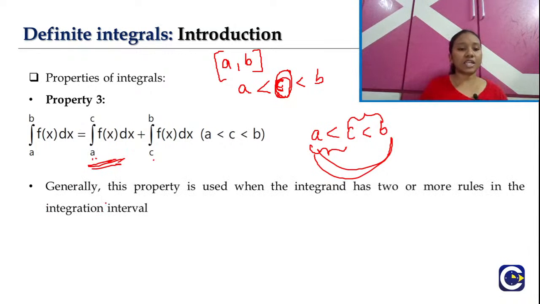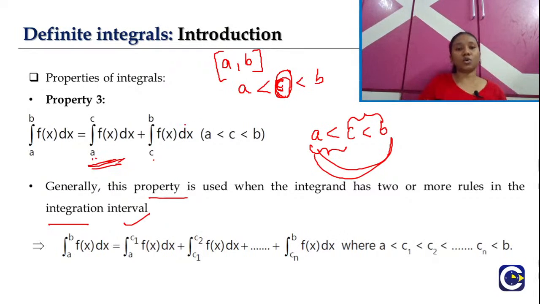In general, this property is used when the integrand has two or more rules in the integration interval. If we have two or more rules which we have to follow, then we will be applying this property 3. So in general, I can say when we have a modulus, right? Because if the interval is given, the modulus actually depends upon the value, it will be changing, yes or no? So we can split the function based upon this interval where we have a modulus function. We will be doing examples of it, so no need to worry.